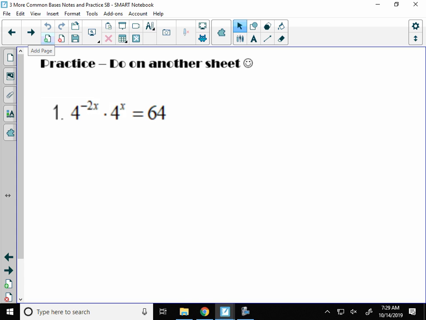This video is for the homework for day 2 of solving exponential functions with common bases. There are 4 problems. Number 1 says 4 to the negative 2x times 4 to the x equals 64.